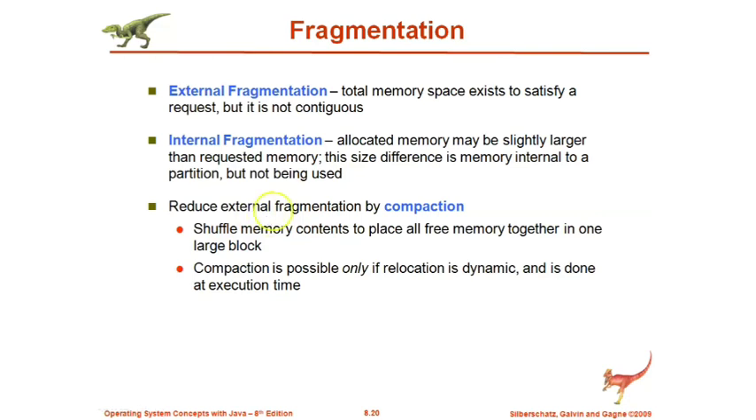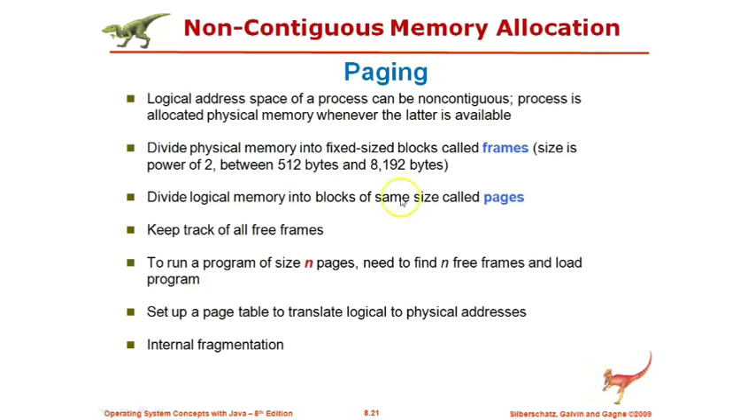So what is this compaction? It's very simple. It shuffles the memory contents to place all free memory together in one larger block. But this compaction is possible only if the relocation is dynamic and is done at execution time. So we have one more possible solution for external fragmentation, that is non-contiguous memory. Next we'll see non-contiguous memory allocation, which is nothing but paging.